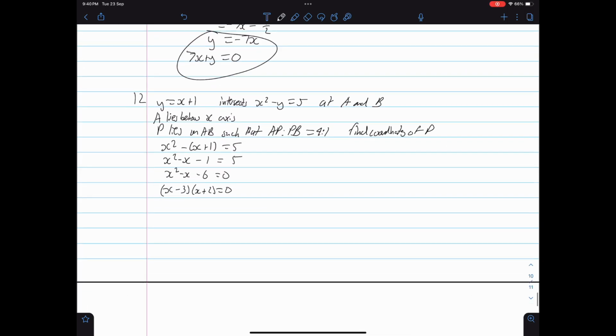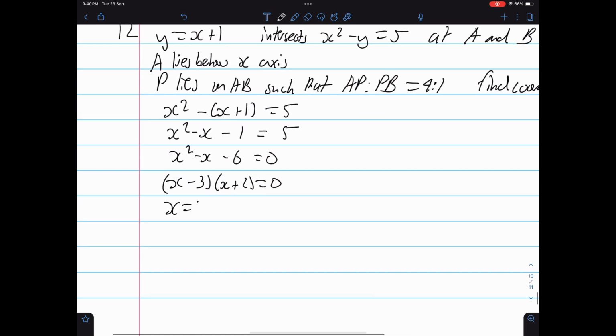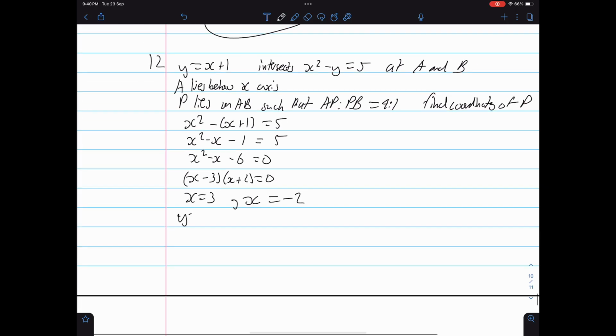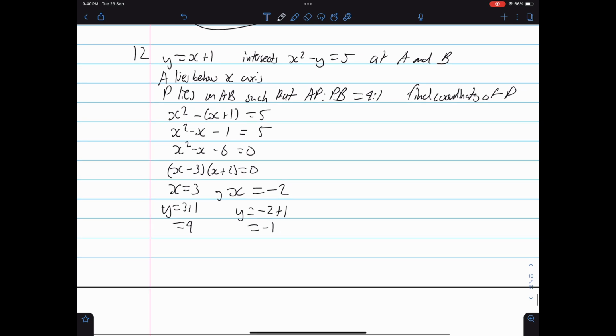Right, and I've factored that instantly. x equals 3, x equals minus 2. y equals 3 plus 1, which is 4. y equals minus 2 plus 1 equals minus 1. That's our negative 1. Therefore, A will be at (-2, -1), B at (3, 4).